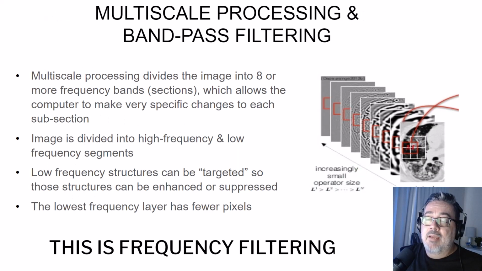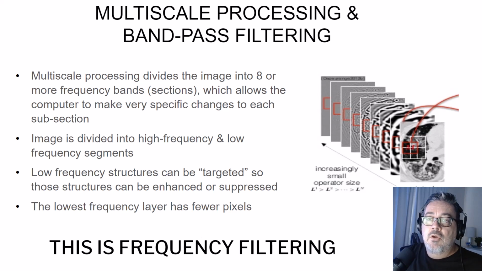Multiscale processing is a type of filtering, and basically what this does is divide the image into 8 or more frequency bands, or sections, which allows the computer to make very specific changes to each subsection. If you've ever played around with Photoshop or any other similar photo editing software, you can think of each of these sections kind of like layers, where each individual section can be manipulated independently of the others. You can divide the image into high and low frequency sections, so your images can target low frequency structures. Remember, that's larger parts within the body to be enhanced or suppressed.